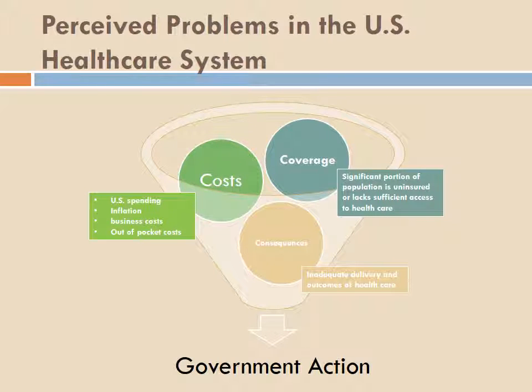According to Peterson, the government is more inclined to act when the public perceives problems that could be addressed by government intervention. Peterson identified 3 main areas of perceived problems in the U.S. healthcare system: costs, coverage, and consequences.